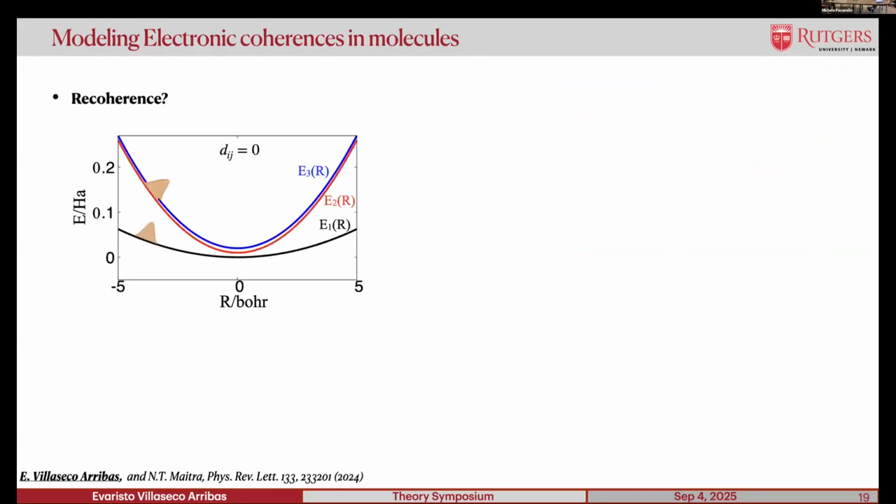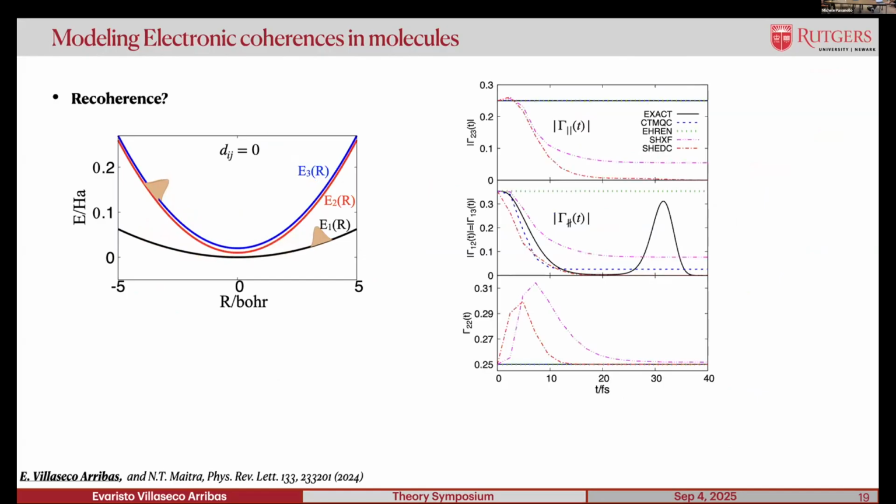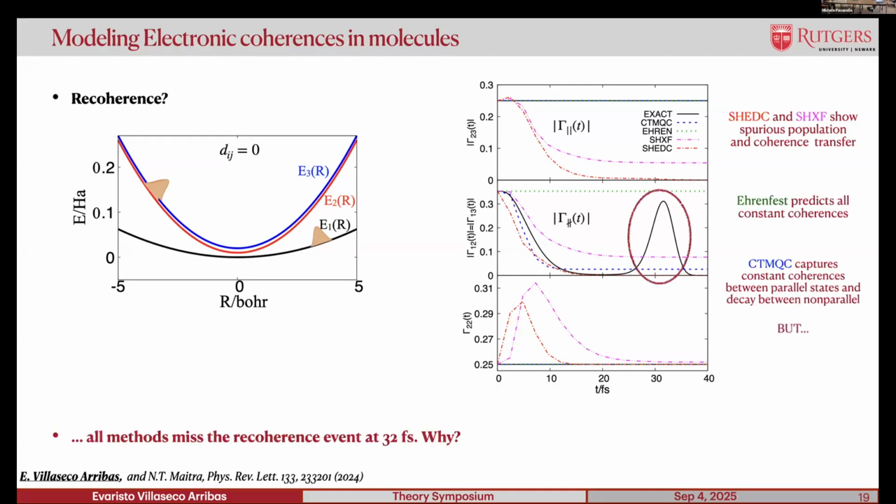And now how about recoherence? Another simple model system where we now see decoherence and recoherence. Let me just focus on the coherences between the non-parallel states here. So we see that Ehrenfest again wrongly maintains non-parallel coherences. CTMQC predicts the decoherent behavior, but actually all the methods miss the recoherence. And that's an issue. So why are we missing recoherence even with CTMQC?